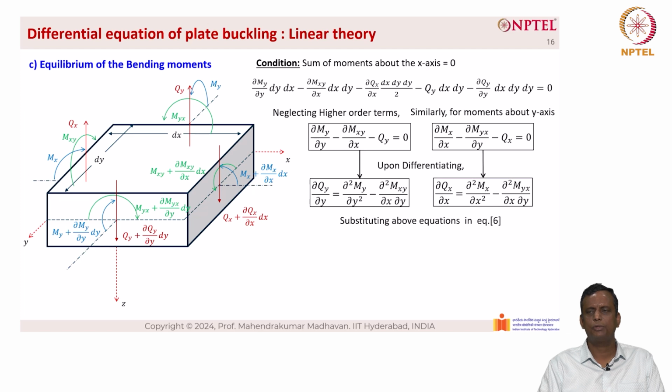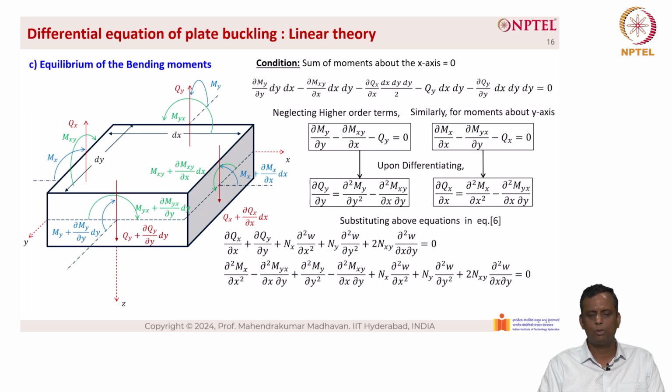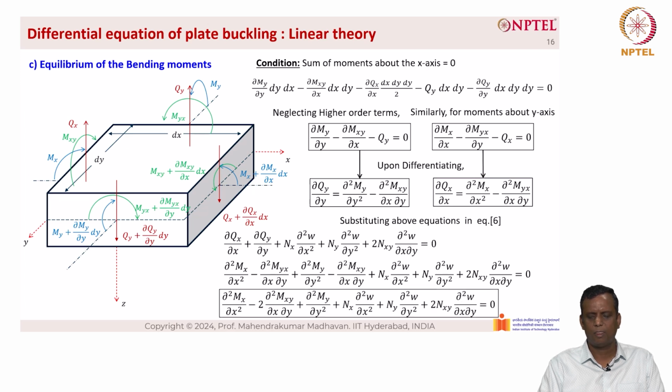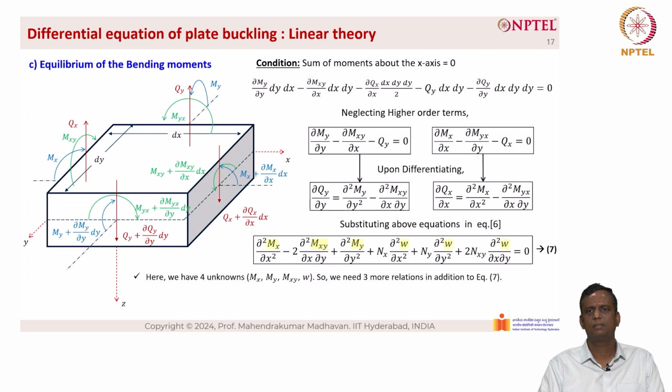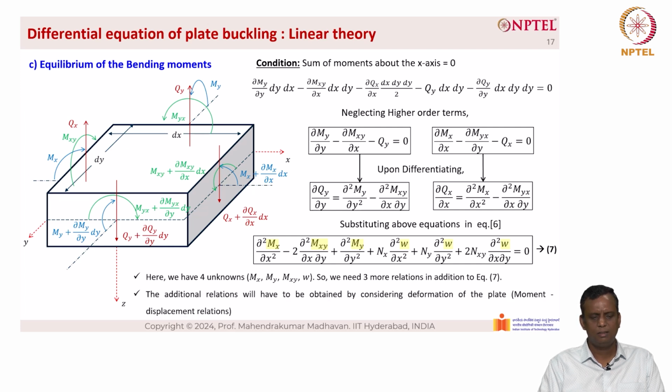Now we can substitute the above equations in equation 6. We have the terms ∂Qx/∂x and ∂Qy/∂y, which can be substituted. When we substitute here, we get another nice equation as shown below, which becomes equation 7. Here we have 4 unknowns, which are Mx, My, Mxy and w. So we need 3 more relations in addition to equation 7. The additional relations will have to be obtained by considering the deformation of the plate, which are the moment displacement relations.